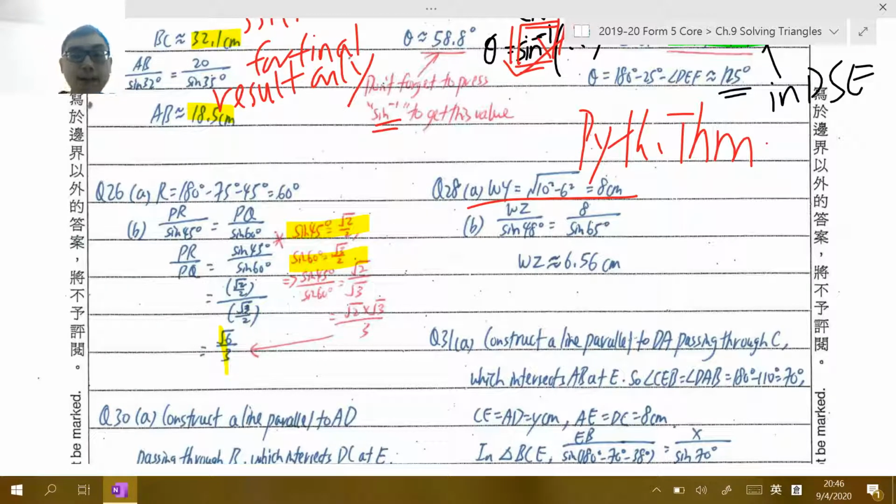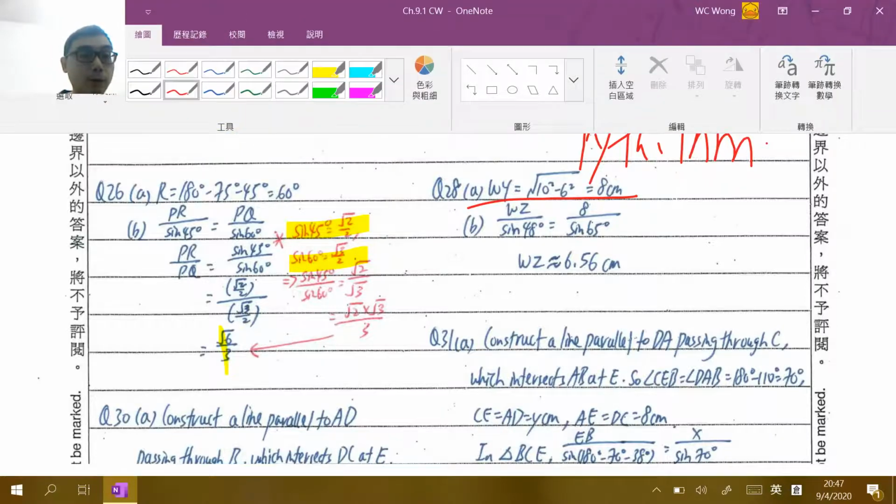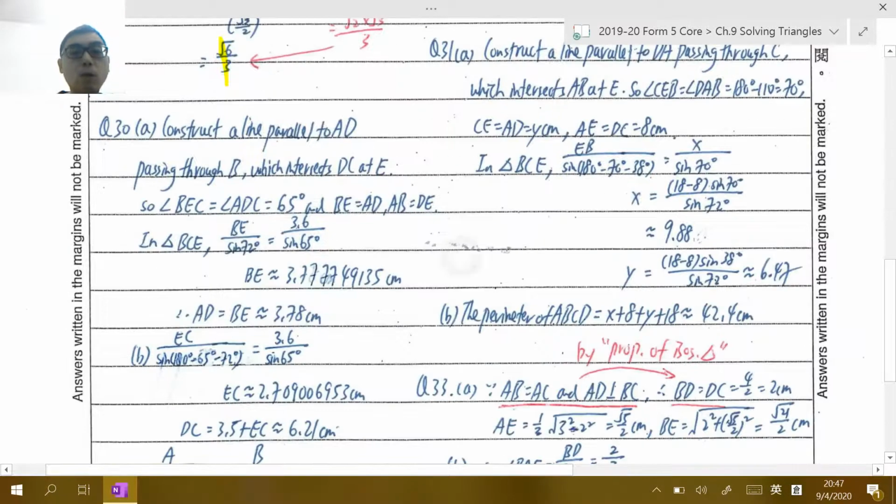And then for questions 30 and 31, these two questions may require you to draw or to write sentences to explain what you are doing. That means don't just write the answer, but also you have to show how you can get the lengths or the measures of the angles of such things in the figure.